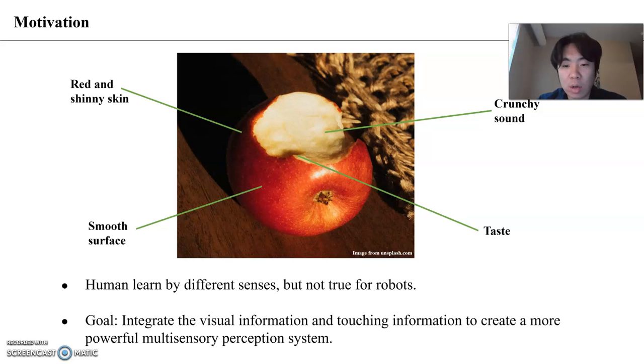Most recent work on robots has been based only on visual inputs, and these robots are unable to combine visual information with other sensory modalities to improve their perception. In this research project, we try to integrate visual information and touch information to create a more powerful multisensory perception system.